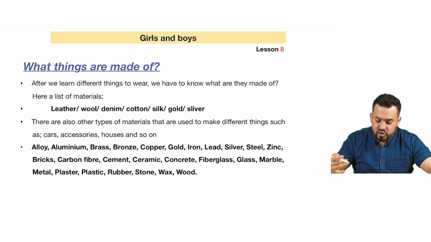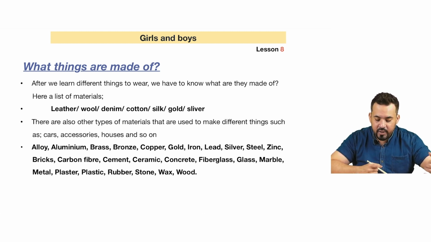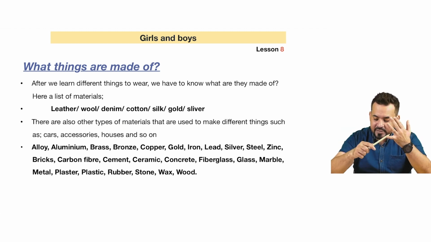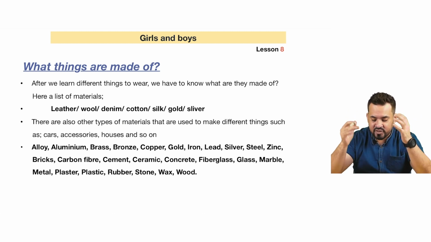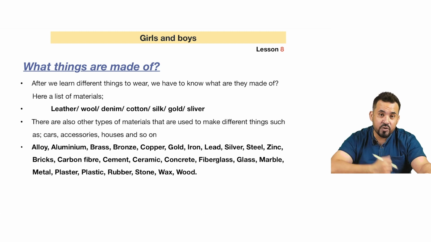Okay, there are also types of materials that are used to make different things, such as cars, accessories, houses, and so on. You have alloy, aluminum, brass, bronze, copper, gold, iron, lead, silver, steel, zinc, bricks, carbon fibers, cement, ceramic, concrete, fiberglass, glass, marble, metal, plaster, plastic, rubber, stone, wax, and wood.